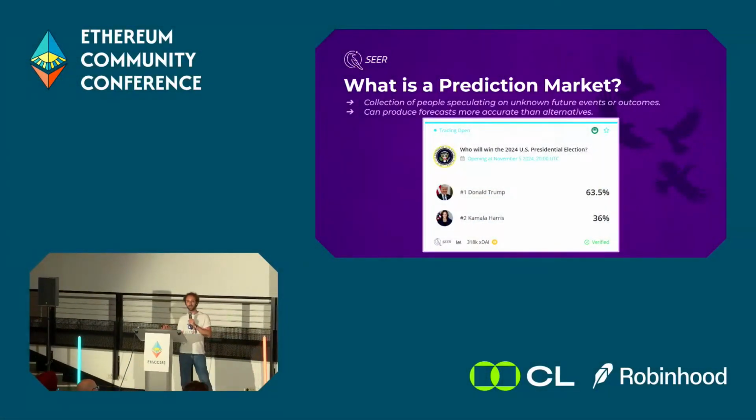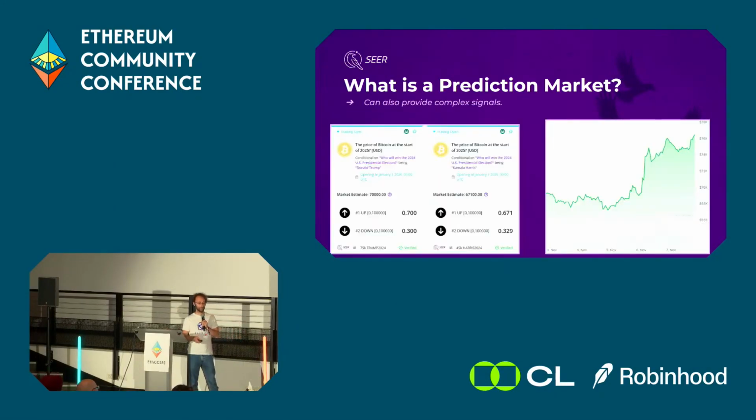You probably all followed the US election, and we had those markets which were asking who will win the election, Trump, Harris, and you can trade those outcomes, and it provides some probabilistic estimates. But we can also get more complex signals.